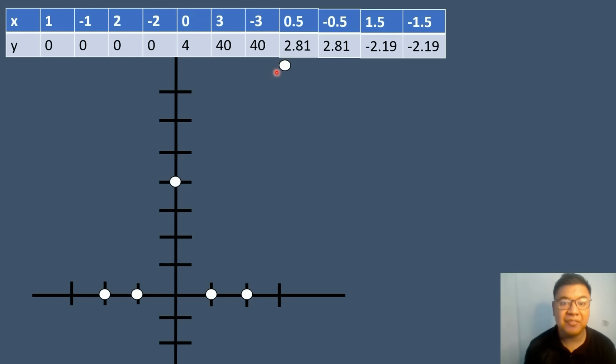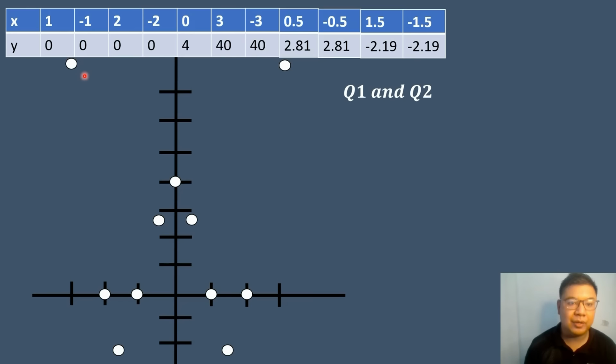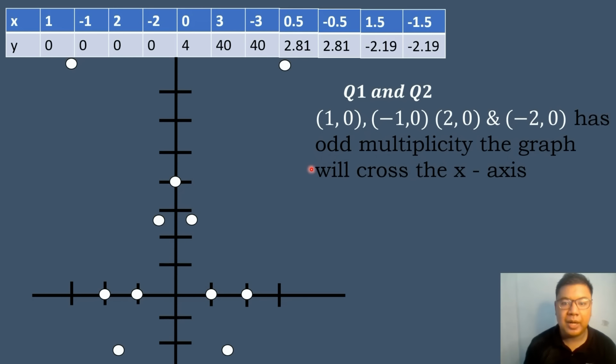And then we have (negative 0.5, 2.81), and then (0.5, 2.81), and then the next point is (negative 1.5, negative 2.19), and the last point is (positive 1.5, negative 2.19). So as we can see on our graph, the end behavior is located at quadrant 1 and quadrant 2.